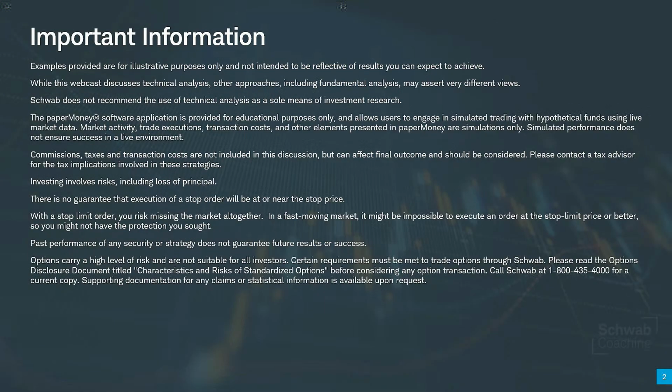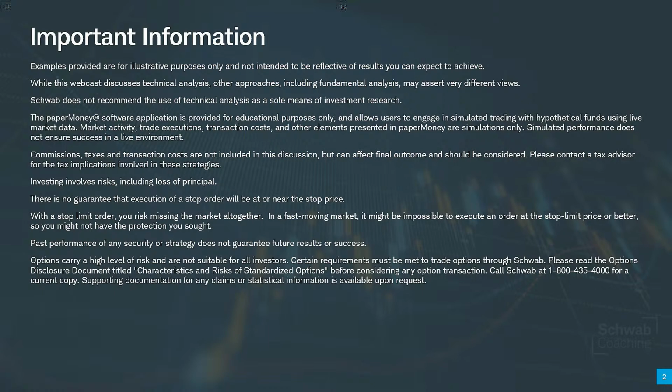First of all, however, a couple of quick housekeeping items. Remember that everything we talk about is simply for illustrative and educational purposes only. It is not any kind of recommendation or particular advice. Now, of course, this is going to discuss technical analysis. There are other approaches to analyzing the market, including fundamental analysis, that may assert different views. All of those are theoretical in nature. None of them are guaranteed.